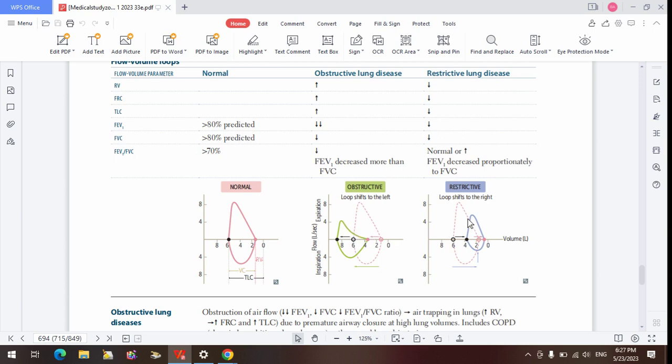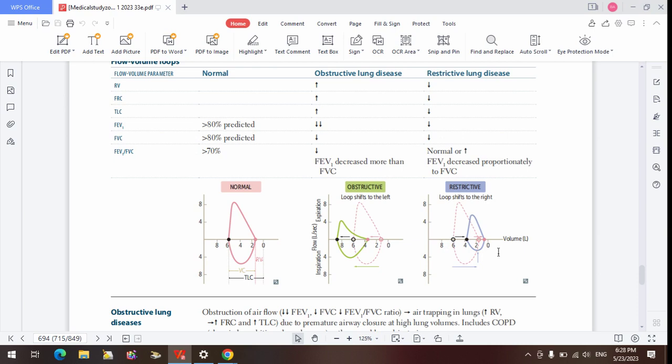Now, if you go to the restrictive pattern, it will appear similar to normal. It will just reduce in the height and it will reduce in the volume. Because you're restrictive, you cannot even bring too much air into the lungs. So that means your residual volume will drop, and the person cannot start at 1.2. The person is starting very close to 0, just like we are seeing here. So it shifts the loop to the right, while the obstructive shifts the loop to the left.